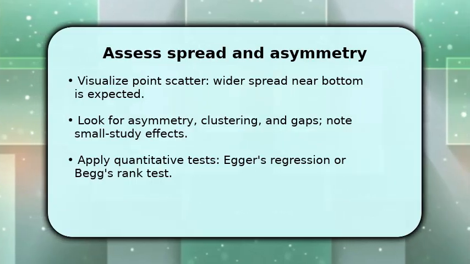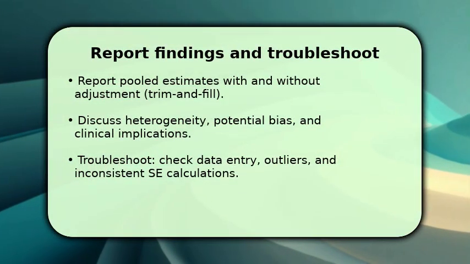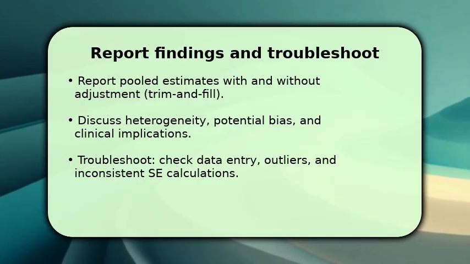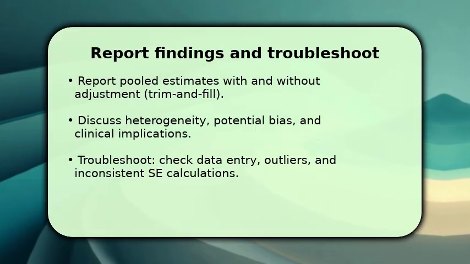You finalize by reporting both the original pooled estimate and any adjusted estimate after trim and fill, and describe heterogeneity and possible bias. Make sure to explain implications for practice and uncertainty due to asymmetry.